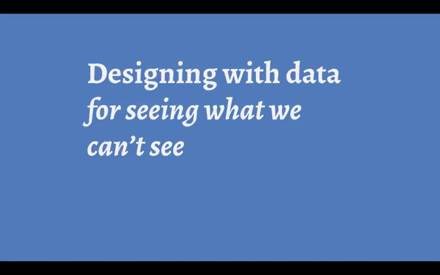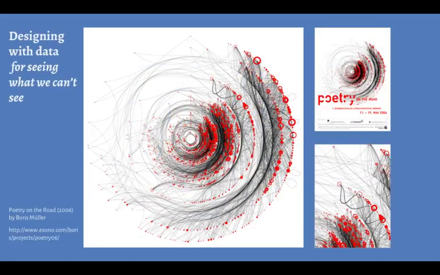So let's move forward. Let's look at a few more examples. How about designing with data for seeing something that we can't see? A lot of data is in a very direct, visual form. It's about things that we can clearly see. But here is an example of something that is not so obvious.